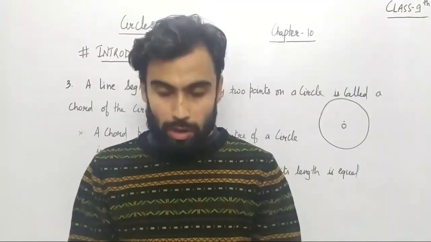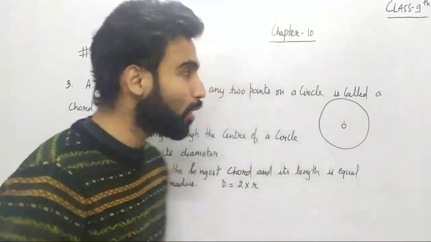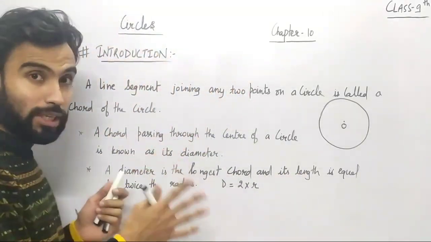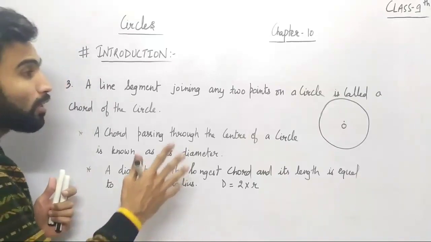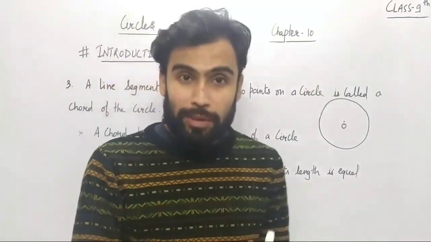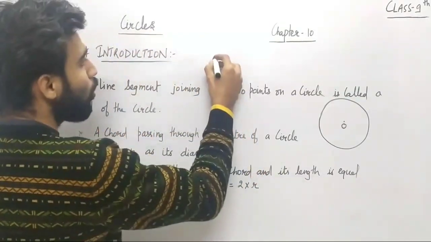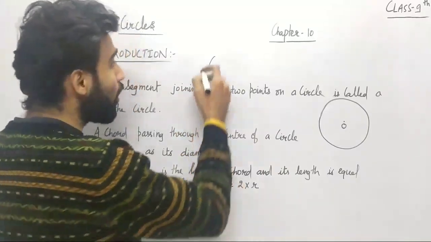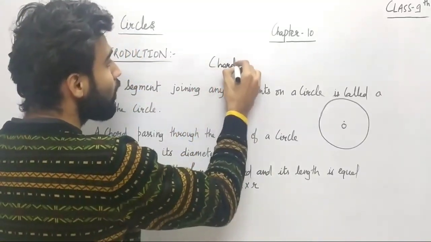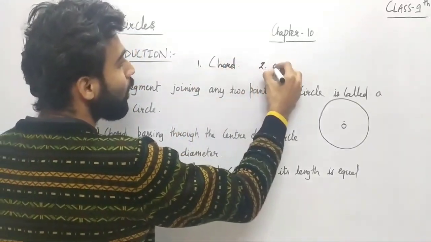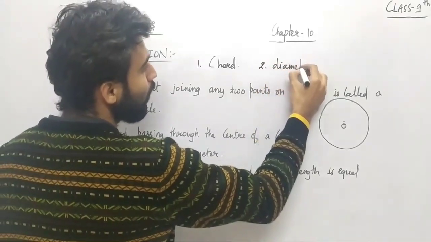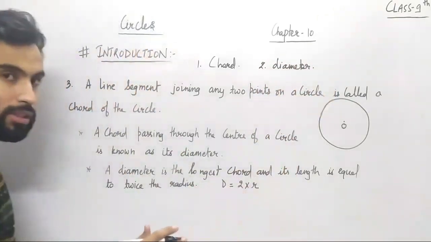So students, now let us move further here. What I'm going to discuss here is about the chord and diameter. So here I will introduce two new terms. One is chord, and the other one is diameter, right? So let me just start off here.